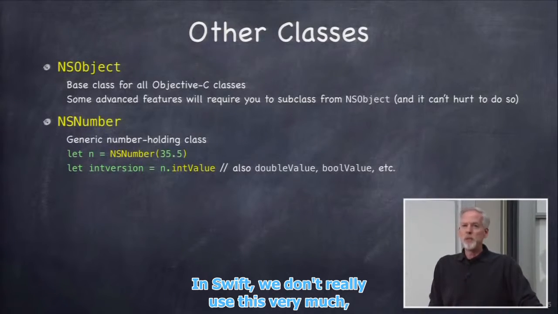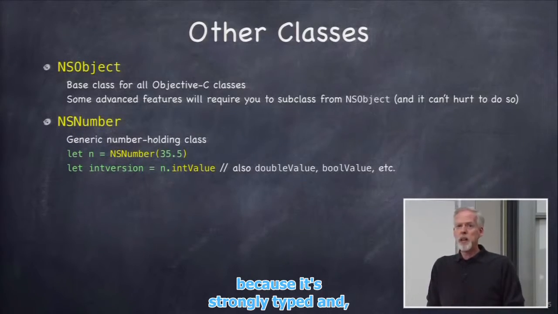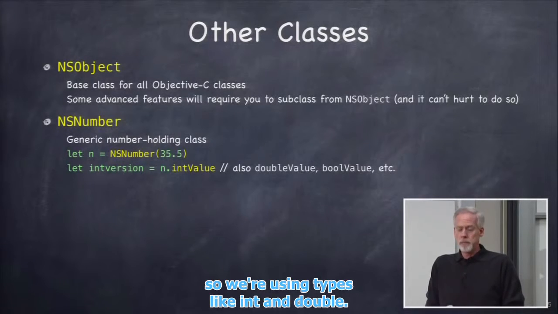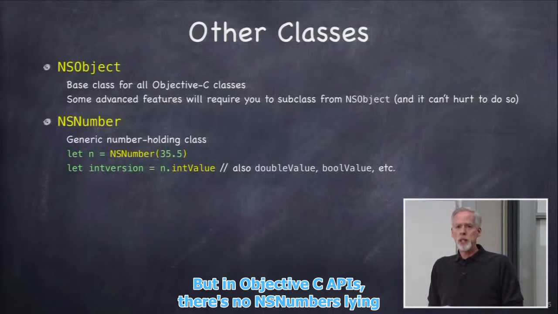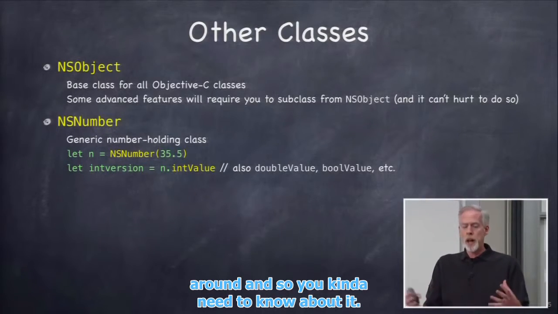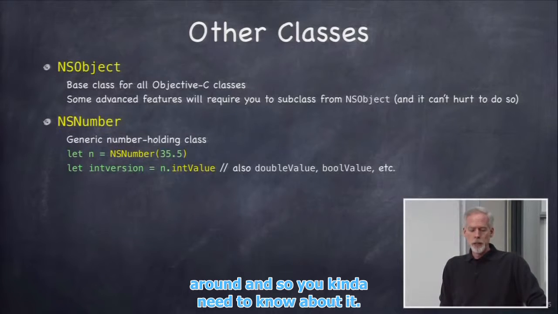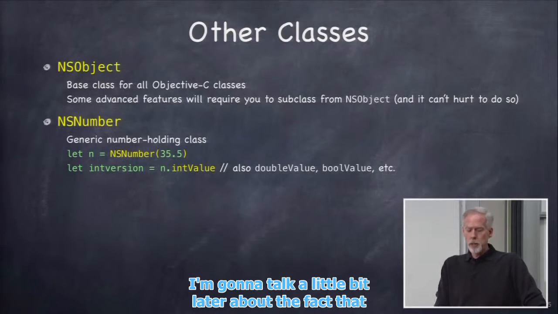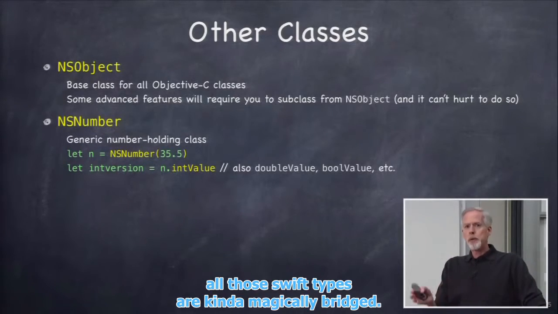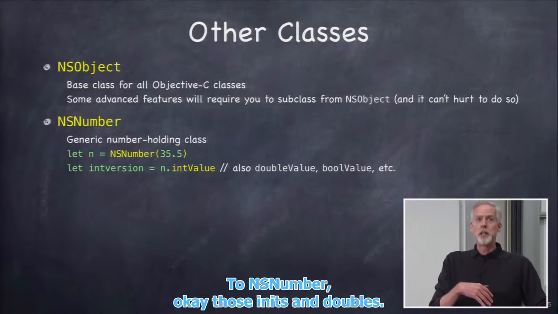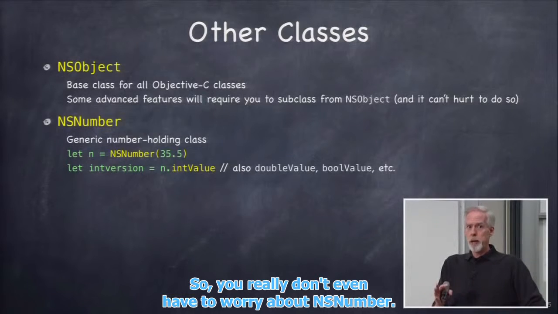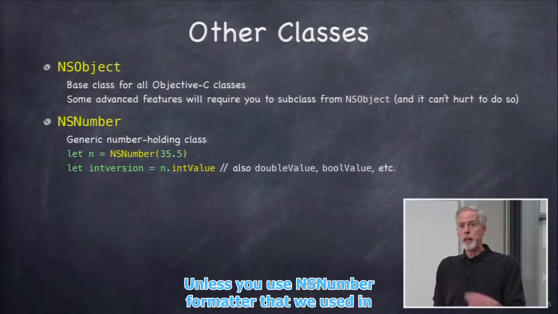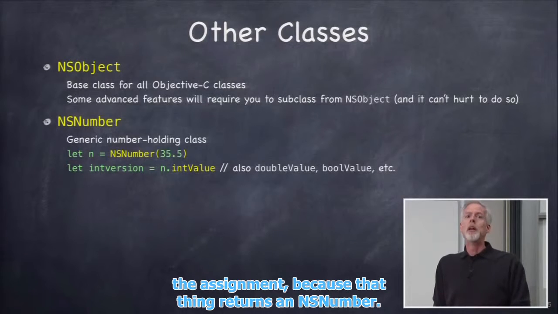In Swift, we don't really use this very much because it's strongly typed, and so we're using types like Int and Double. But in Objective-C APIs, there's NSNumbers lying around. And so you kind of need to know about it. I'm going to talk a little bit later about the fact that all those Swift types are kind of magically bridged to NSNumber, those Ints and Doubles. So you really don't even have to worry about NSNumber unless you're going to use something like the NumberFormatter that we used in the assignment, because that thing returns an NSNumber.